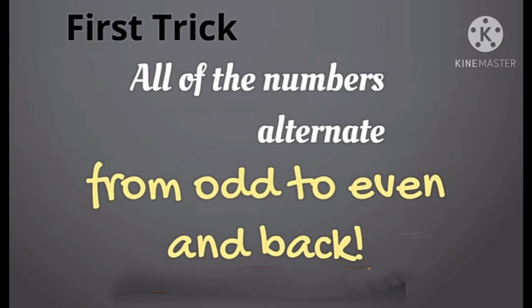Children, there are some tricks also to identify odd numbers and even numbers. First trick to identify the odd and even numbers is that all of the numbers alternate from odd to even. It means when we write counting, odd and even numbers come alternate. So let us understand.